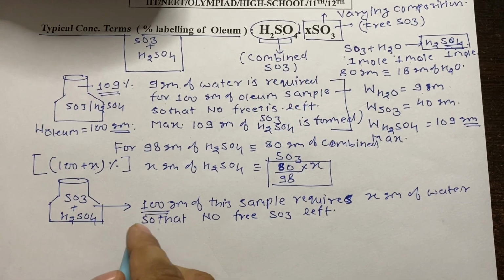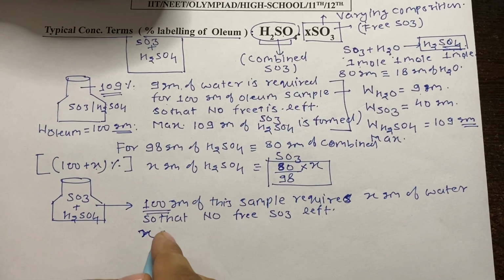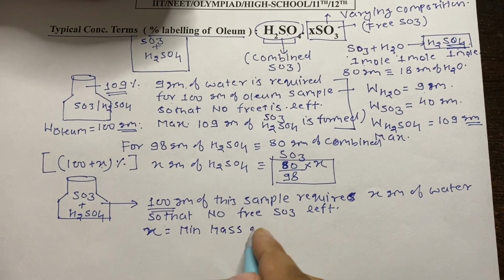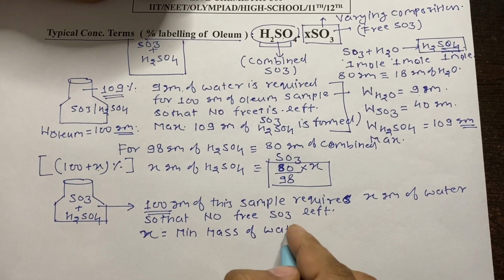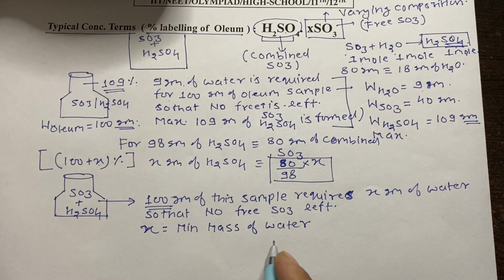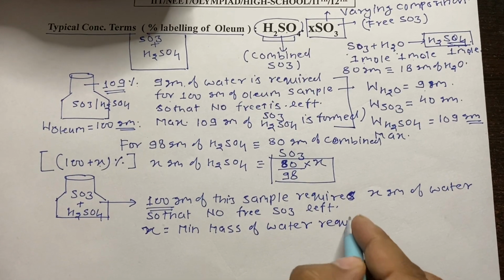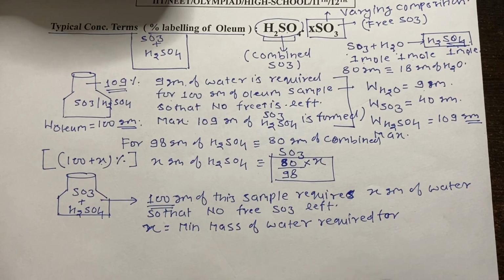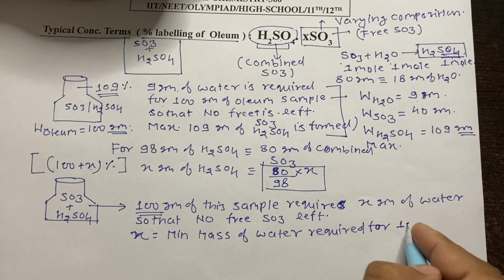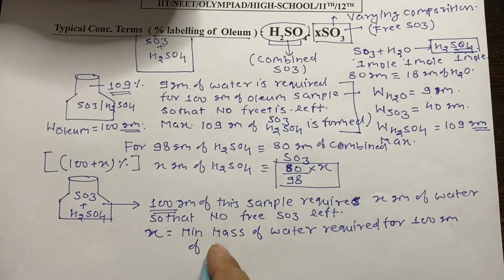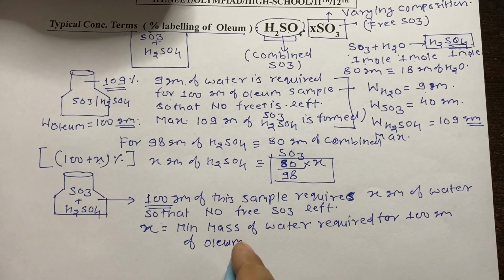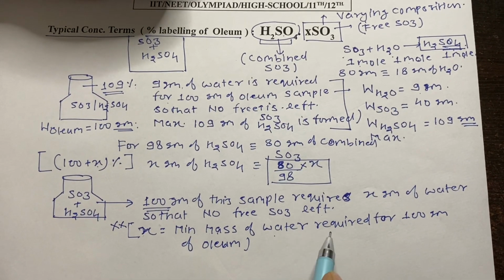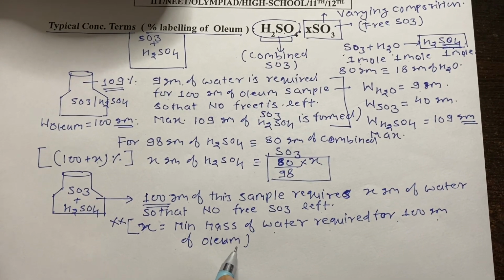This x is what? The minimum mass of water required for 100 gram of oleum. This is very important, so focus on this: x is the minimum mass of water required for 100 gram of oleum.